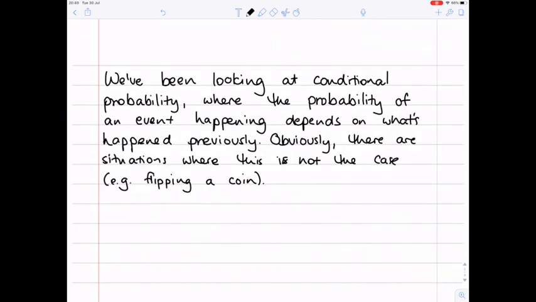Okay, so far we've been looking at conditional probability, where the probability of one event happening depends on what's happened previously. But obviously there are situations where this is not the case. For example, if you flip a fair coin, then what happens in your second flip has absolutely no bearing on what happened in your first flip. So we want to have some language for talking about these kinds of events which don't depend on each other at all.